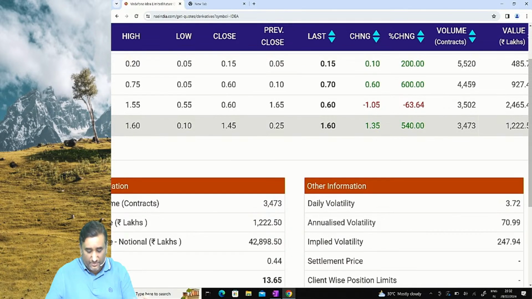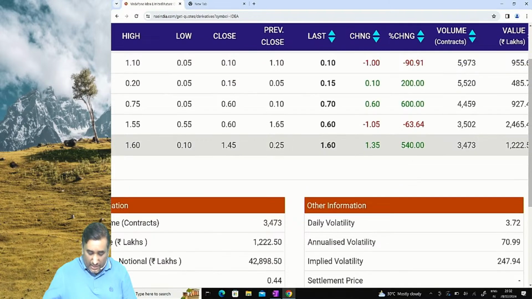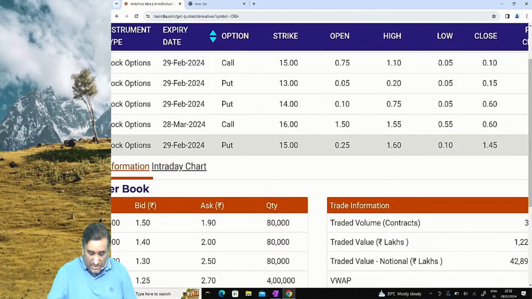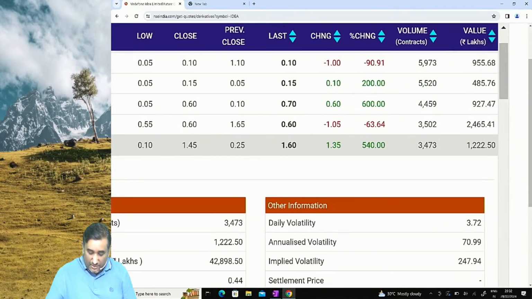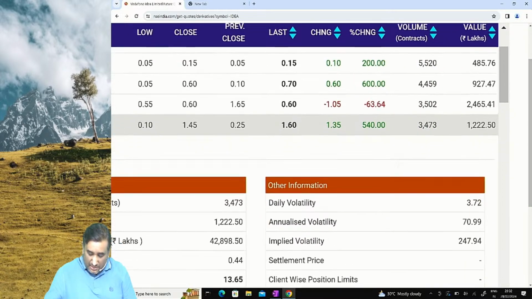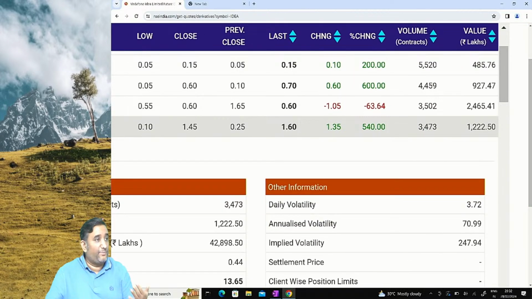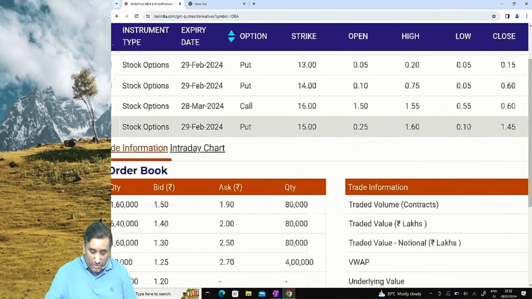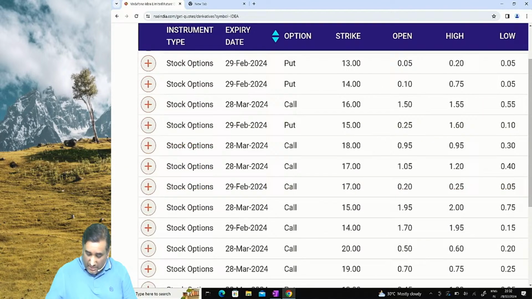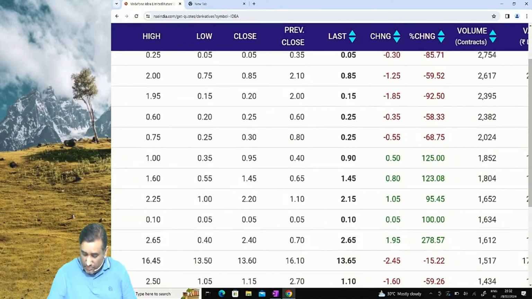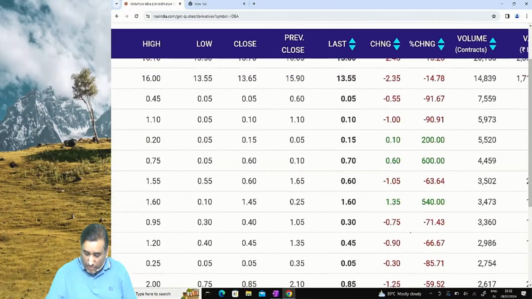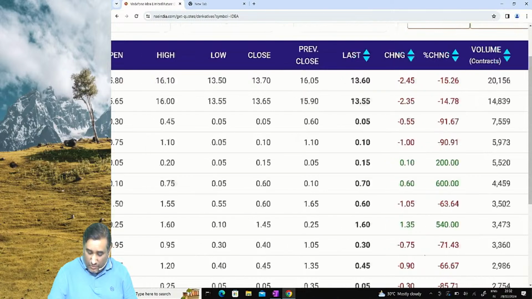That's almost 5 times the close yesterday, 0.25. If you look at the 14 rupees put, it was 10 paisa and the price became 70 paisa, 600%. That means 6 times in a single day. It is not about them only. Because the market has fallen, the put option would be giving a lot of money to you, and if you look at the call options, the value declines drastically.